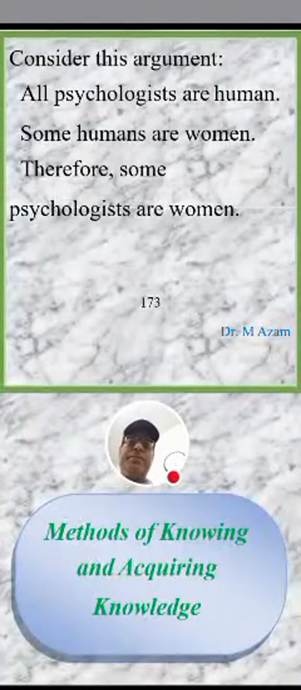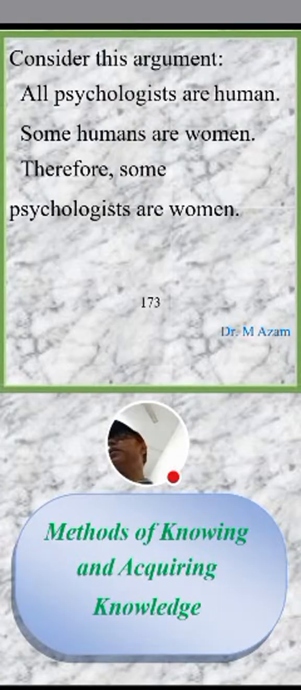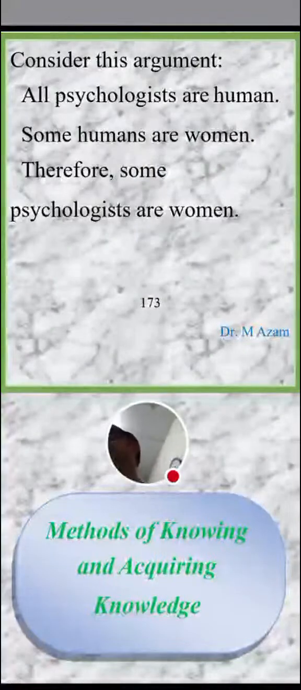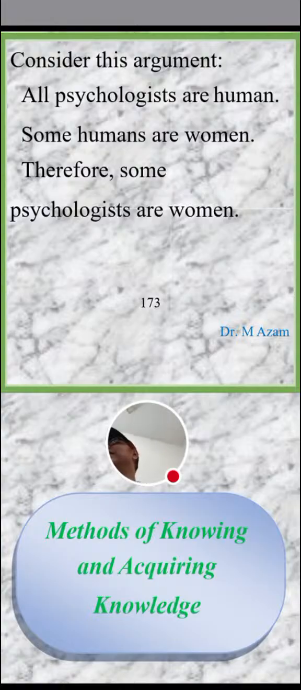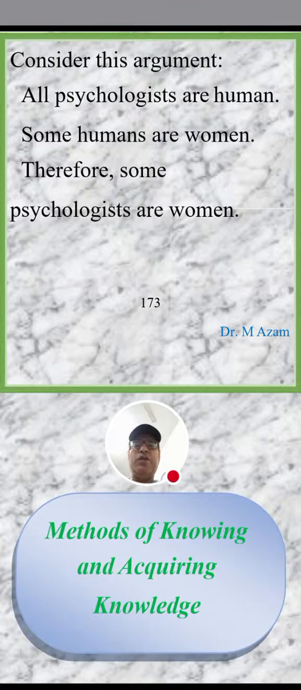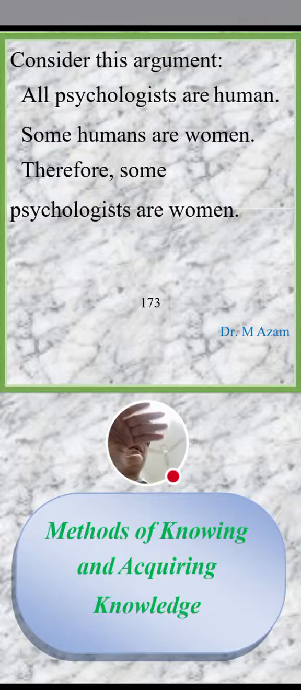Consider this argument. All psychologists are human. Very interesting. This is the most interesting example in this chapter. All psychologists are human. We assume it is true. We all know this. It's one premise. Therefore, some humans are women. We all agree on this. We all know this. These are two premises.